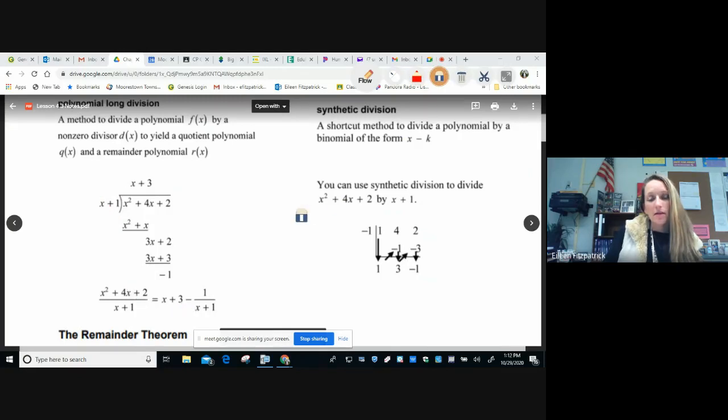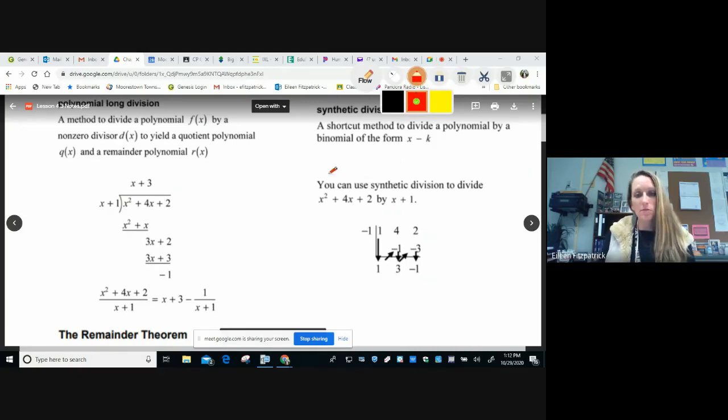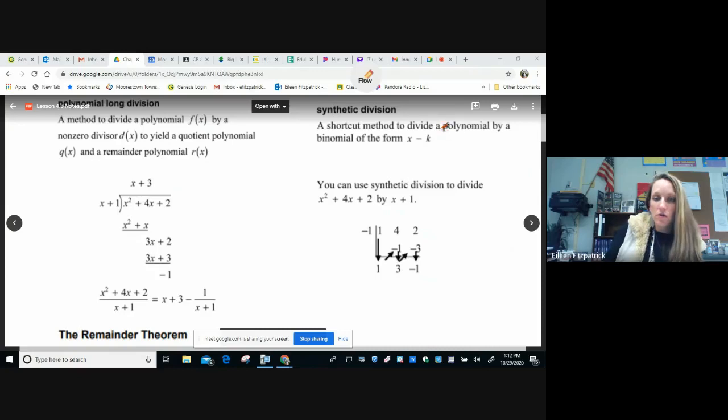There is another method that can be used for division, but it only works for certain problems. This method is called synthetic division, and it only works if we're dividing by a binomial in the form x minus k. K will be a number, not a variable. So if we're dividing by x plus 1, we can use synthetic division. This is a faster, more direct way of doing the division, but it only works for some problems. All right, let's keep on moving along.